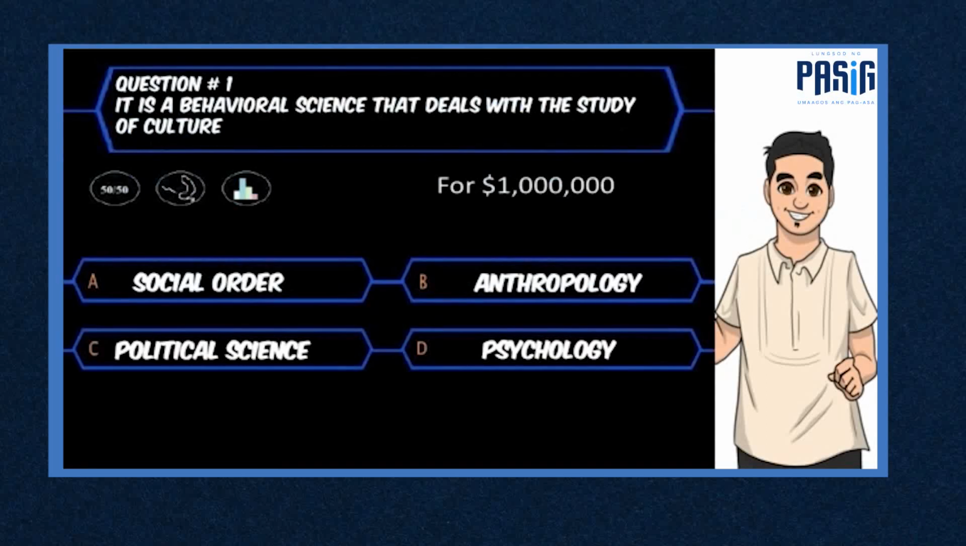Question number 1. It is a behavioral science that deals with the study of culture. The choices are A. Social order, B. Anthropology, C. Political science, D. Psychology. The correct answer is letter B. Anthropology.